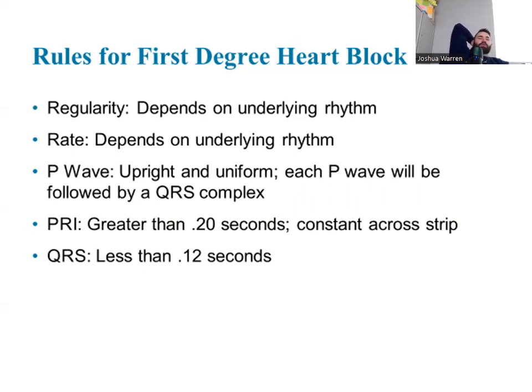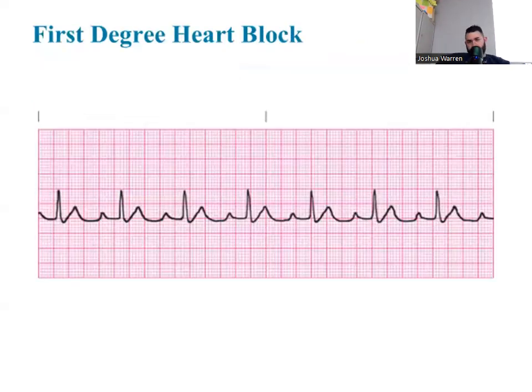The P waves are pretty and normal, but then look at the PRI. The PR interval is greater than 0.20 seconds. How many blocks is that? 0.2 seconds, that's 5 blocks. So 3 to 5 is normal. This guy's going to have a greater delay. He's going to have more than 5 blocks. And the QRS is normal. Let's talk about it. First degree block.